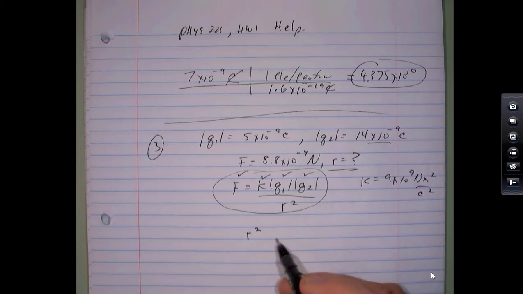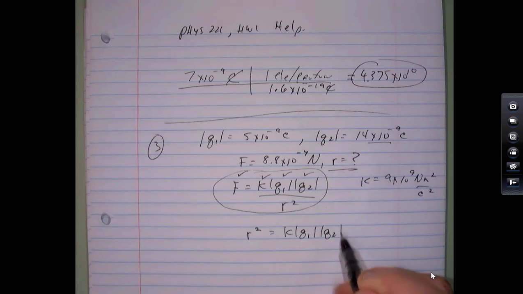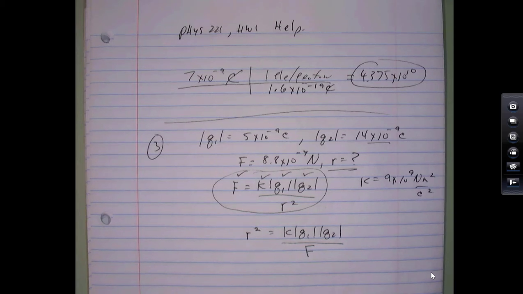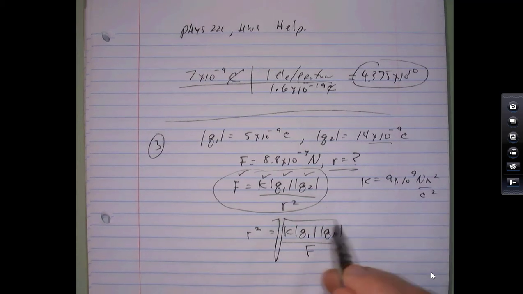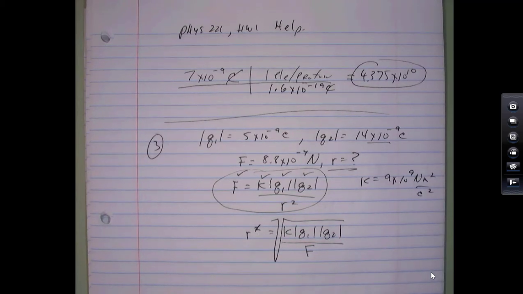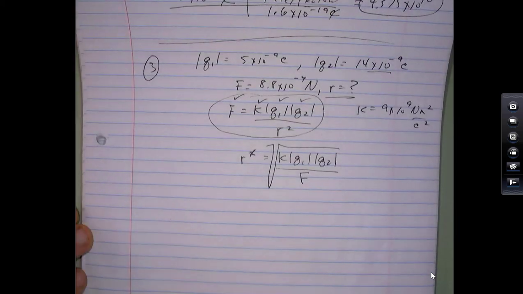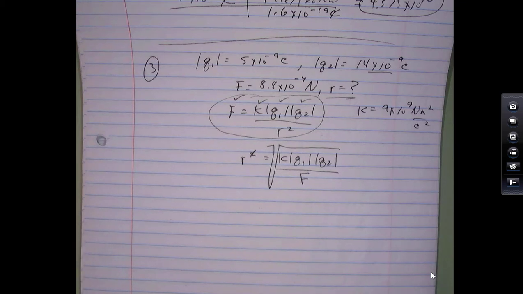So R squared would be K Q1 Q2 divided by the force, and then you've got to take the square root of both sides. So take the square root of the right side, take the square root of the left side. The 2 goes away there. Okay, so then you can put the numbers in, and you know everything. Be careful with the units, the answer will come out in meters. You'll have to convert that then to centimeters because that's what they're asking for in the problem. Okay, let's look at the next one.